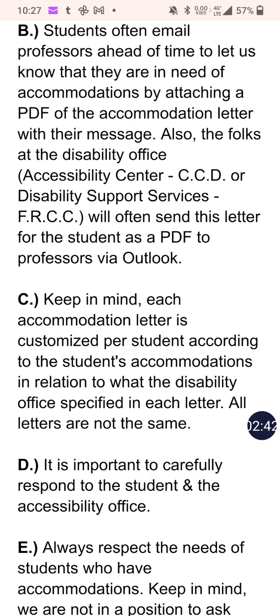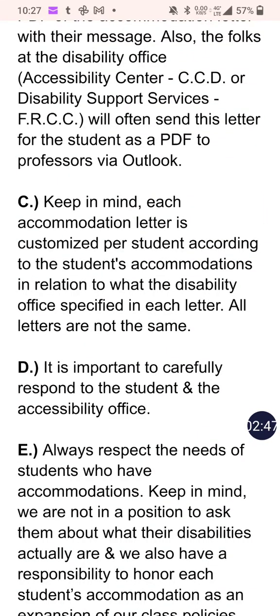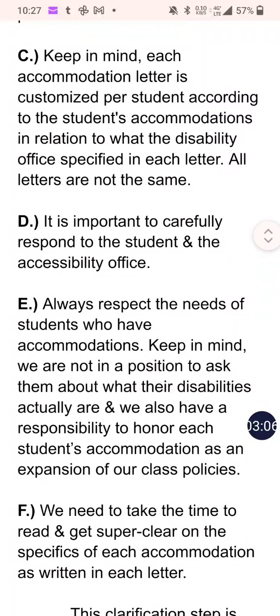while keeping in mind each accommodation letter is customized per student according to the student's accommodations, in relation to what the disability office specified in each letter, working with each student. Keep in mind, again, all letters are not the same. It's also important to carefully respond to the student and the accessibility office.